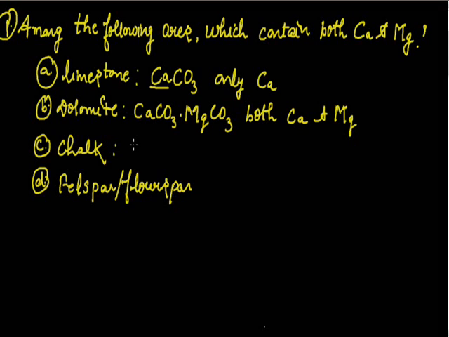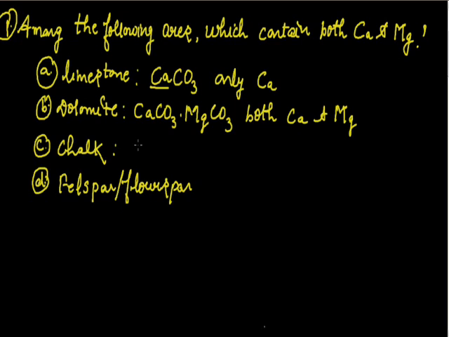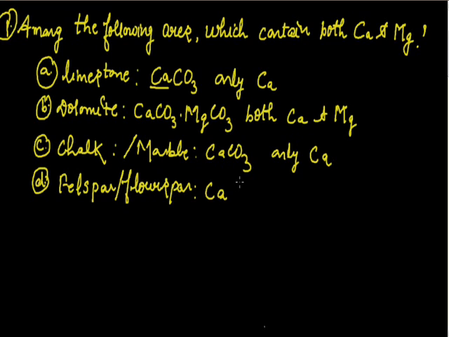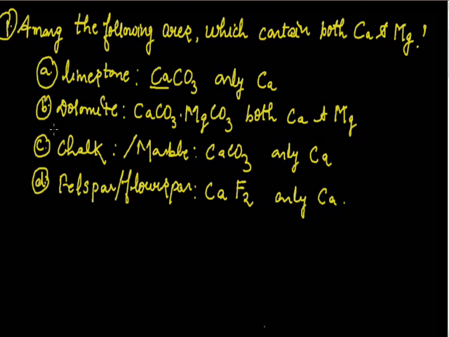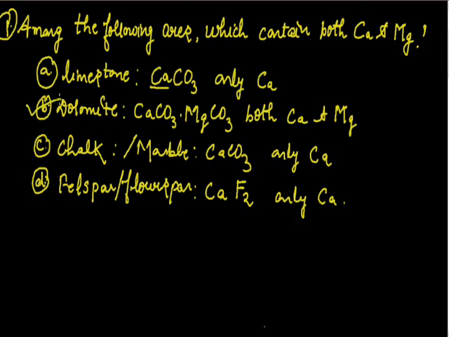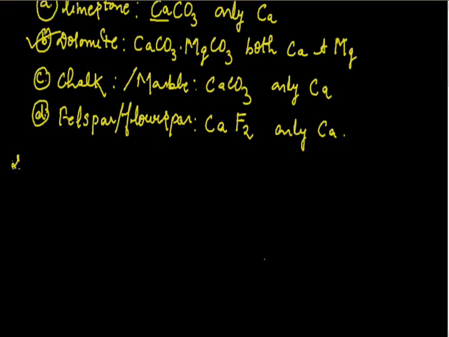Now chalk, which is another name for CaCO3, also termed marble, contains only calcium. Fluorspar or feldspar, which is calcium fluoride, again contains only calcium. So here only one ore, dolomite, contains both calcium as well as magnesium. Now we'll see another question.